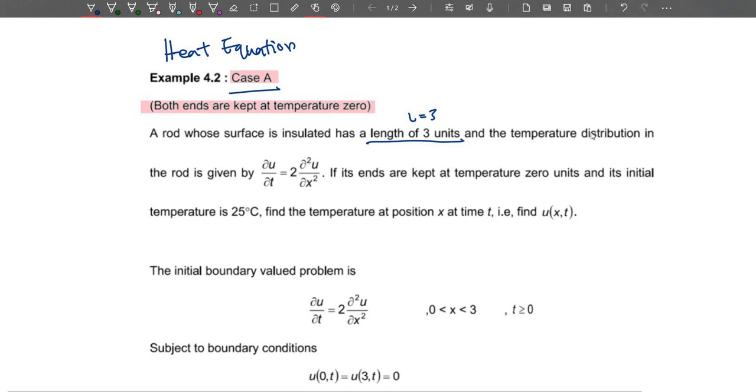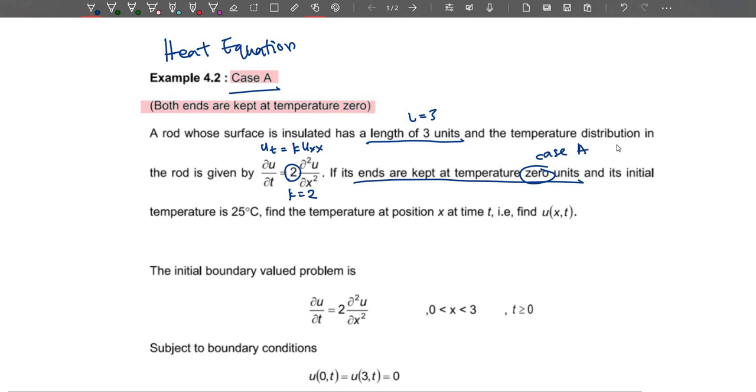And the temperature distribution in the rod is given by the standard heat equation, which is ∂u/∂t, u_t, equal to k ∂²u/∂x². So by right, the value for k is equal to 2 then. Next, if its ends are kept at temperature 0 units, it gives away which case we're going to do. So temperature 0 unit, automatically, you know, this is case A.